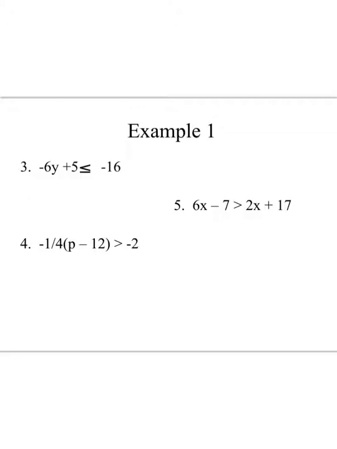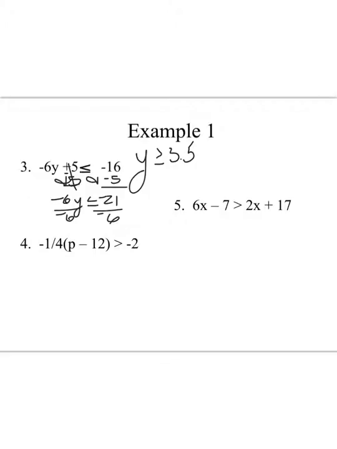So looking at that first one, I'm going to move the 5 first by adding negative 5 to each side. And that will leave me with negative 6y being less than or equal to negative 21. Divide each side by a negative 6. Yes, you get a decimal. It is okay. It is more important that you remember that since you divided by a negative 6, that sign needs to flip to greater than or equal to. And those 2 negatives will cancel out and give me a positive 3.5.